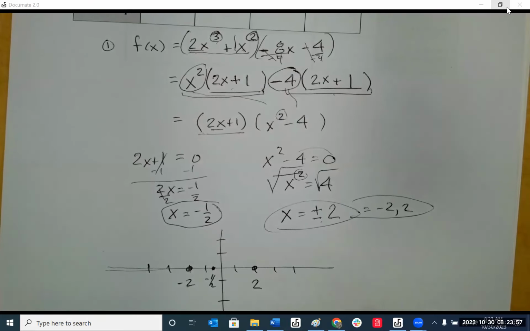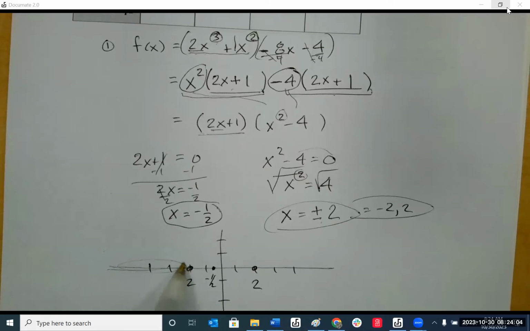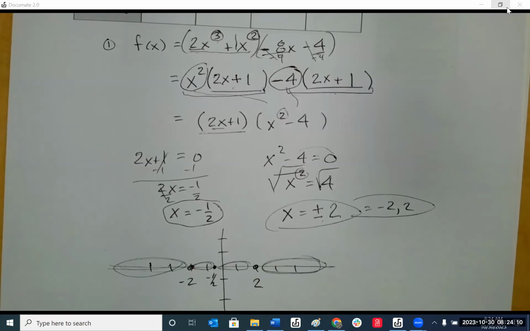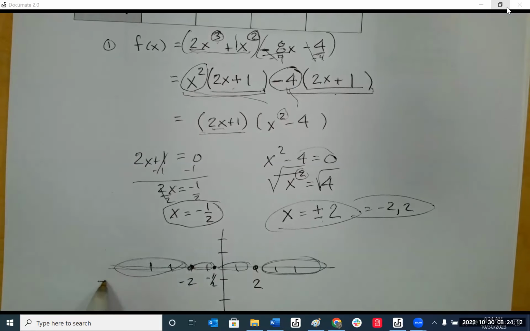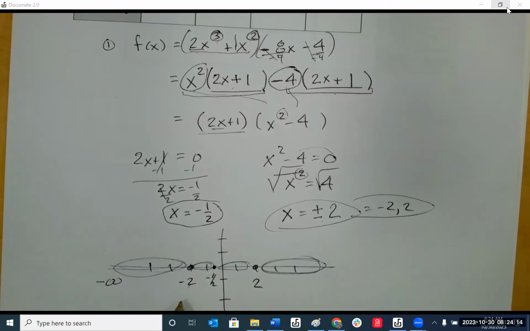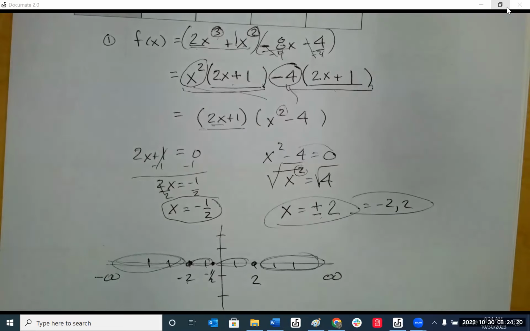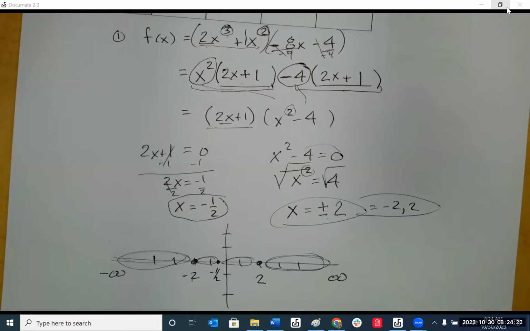Now what do we do? We look at the intervals. We look at that interval, that interval, that interval, and that interval. So beginning at negative infinity to negative 2, negative 2 to negative 1/2, negative 1/2 to 2, and 2 to positive infinity. So we'll look at all four of those intervals.